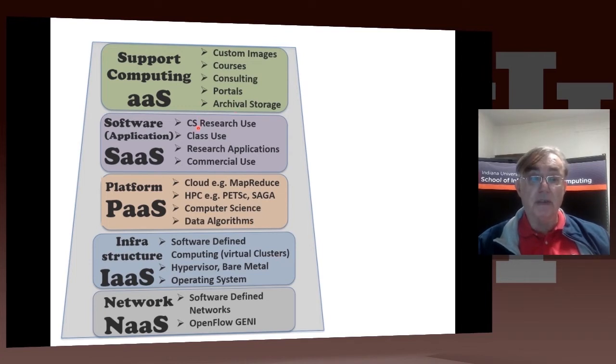Then we have software as a service. Maybe the software used in this class will be placed at that level. The computer science researchers will produce software at this level. Chemistry simulator will be at this level. Our astrophysics simulator at this level. Our recommender system will be here as a service. And then finally, on the top, we actually have the support of computing as a service, which tells you how to use custom images, prepare a course. They will consult when you screw something up. They would help you to build portals and provide archival storage.